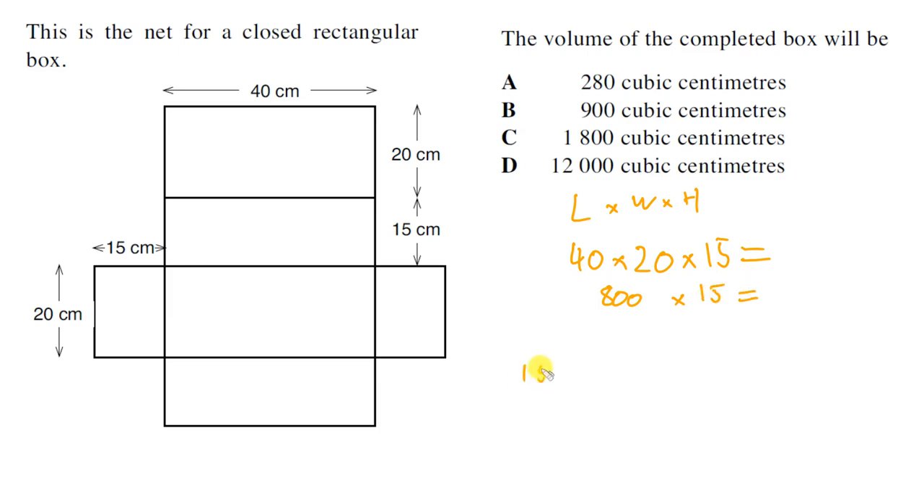Let's do that here quickly. 15 times 8. 8 times 5 is 40, so 0 and 4. 8 times 1 is 8, plus 4, you get 12. So, since 15 times 8 is 120, it's 120 plus 2 more zeros, and you get 12,000. So, our answer is D, 12,000 cubic centimeters.